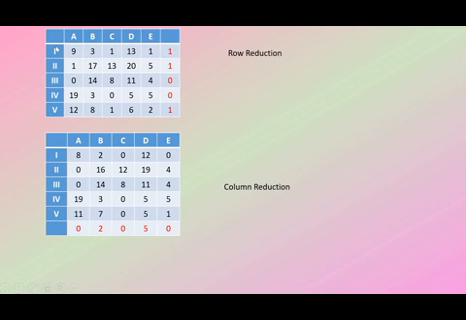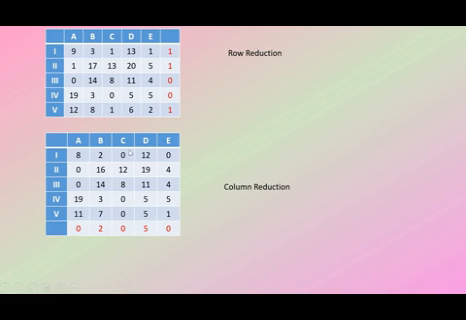So the minimum of each row has to be taken. From the first row minimum is 1. From the second row minimum is 1. From the third row minimum is 0. From the fourth row minimum is 0. From the fifth row minimum is 1. So subtract these values. You will get the result as 8, 2, 0, 12, 0, 0, 16, 12, 19, 4, 0, 14, 8, 11, 4, 19, 3, 0, 5, 5, 11, 7, 0, 5, 1.